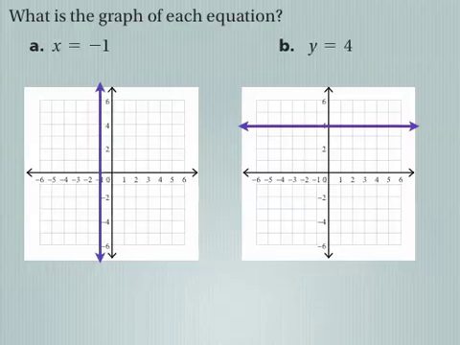Any vertical line is going to have an equation of x equals a number. Any horizontal line is going to have an equation of y equals a number.